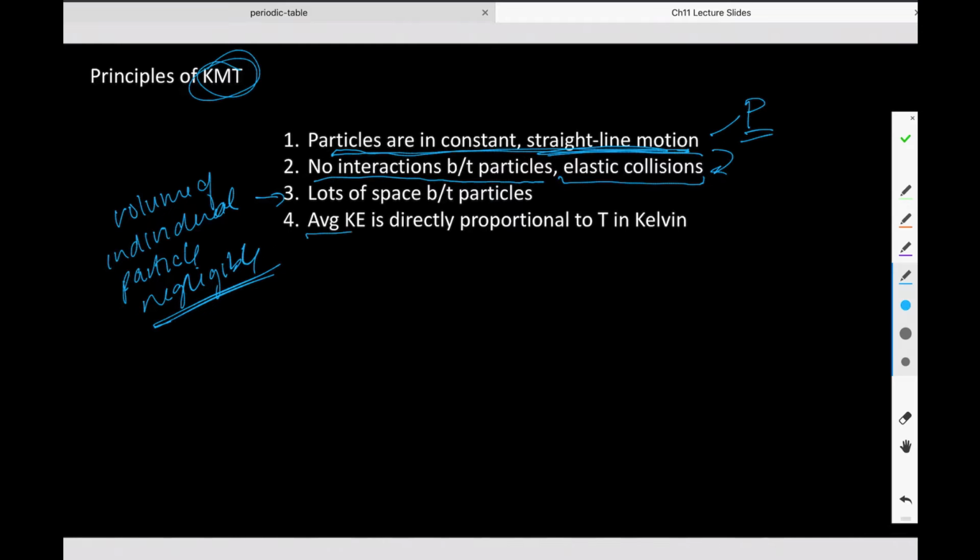And the average kinetic energy is directly proportional to temperature in, ding, ding, ding, Kelvin, right? So don't forget, how do we convert to Kelvin? Right, plus 273.15, right, is how we get to Kelvin, right? So make sure you know that. And if you have forgotten how to convert between Celsius and Fahrenheit, go look that up also. Okay, next up.